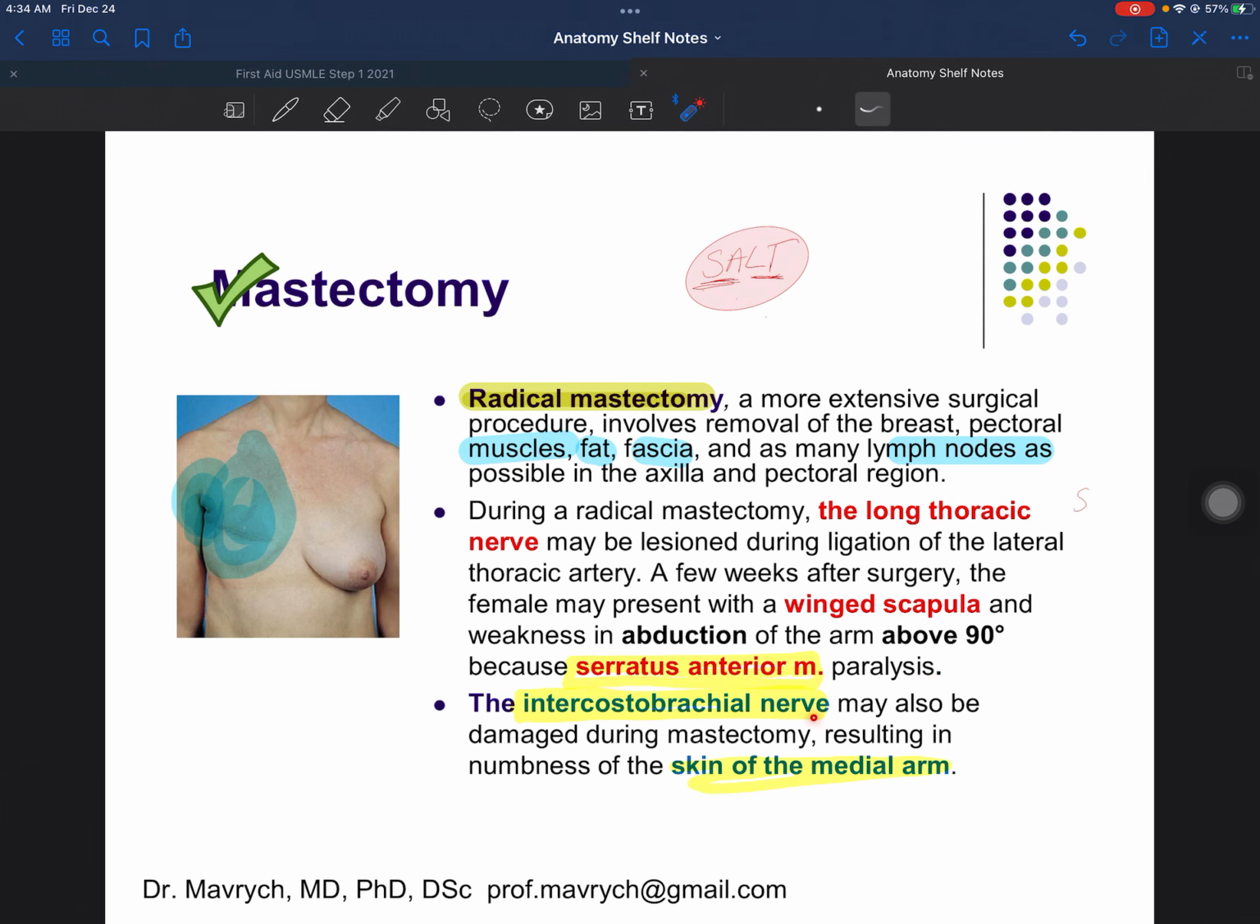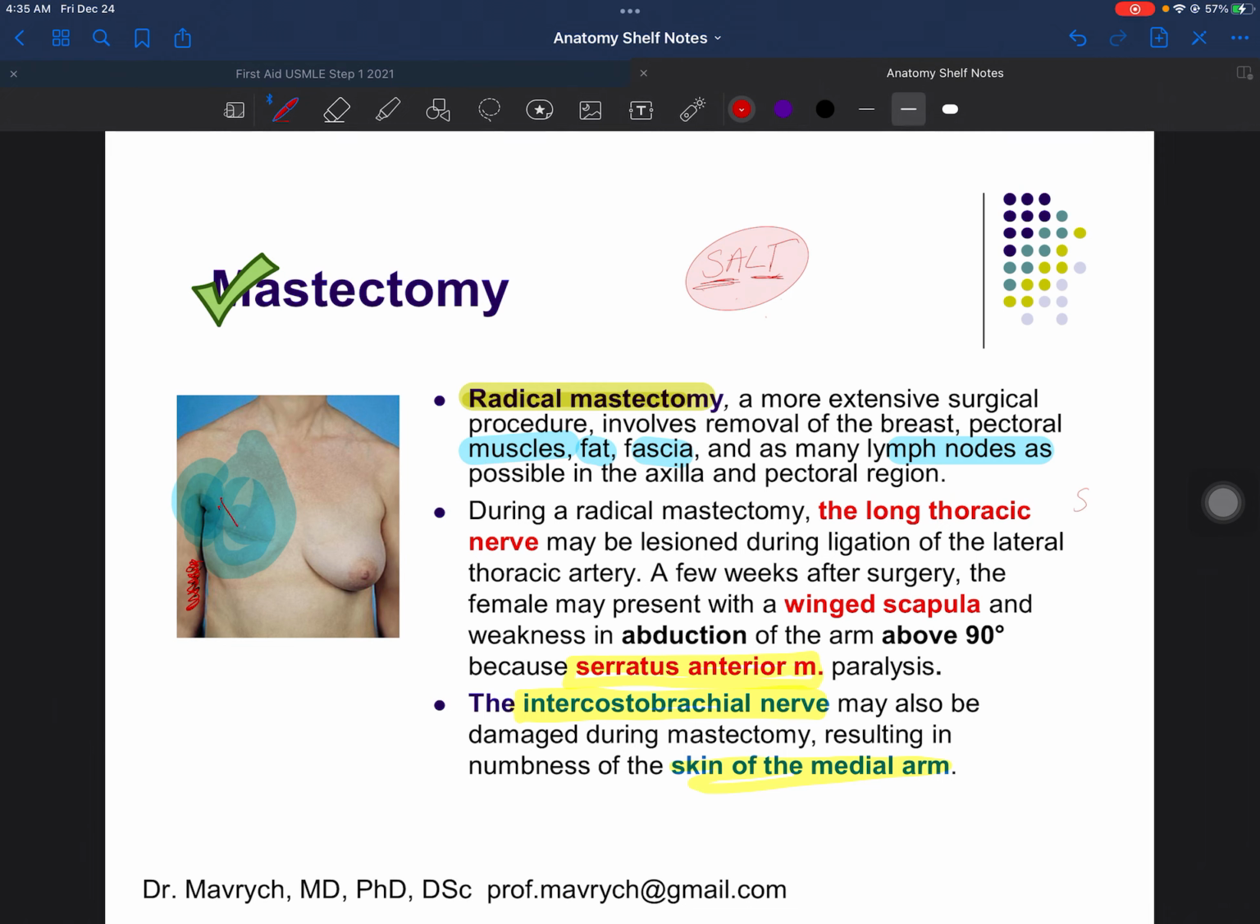The intercostobrachial nerve may also be damaged during the mastectomy, resulting in numbness of the skin of the medial arm. Let me do this one here in red. Here is the medial arm. So this is what can happen with the medial arm.